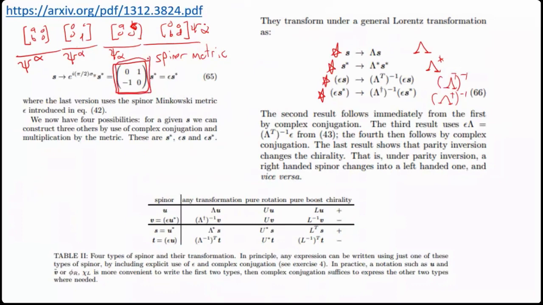And I think the metric, they call this epsilon, alpha, beta, can raise or lower an index, kind of like we've seen in tensors. So this will become a covariant. You change a contravariant spinor into a covariant spinor using this spinor metric. Again, I'm still kind of fuzzy on this.